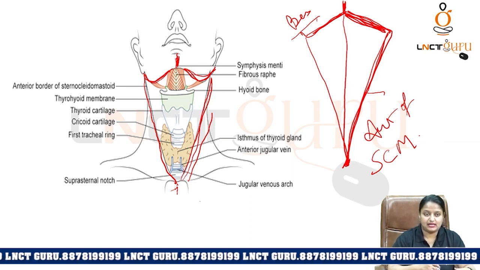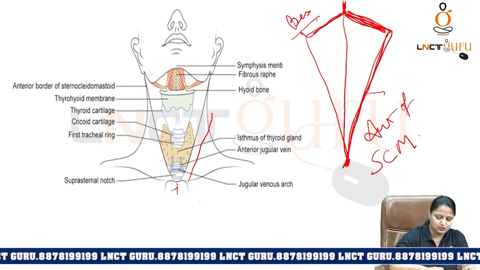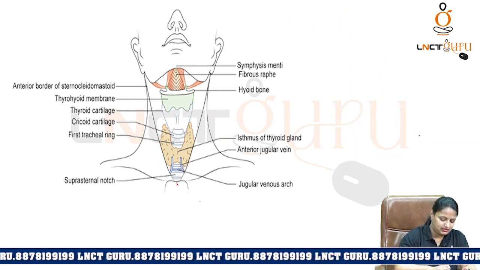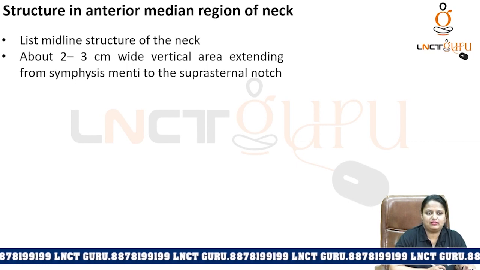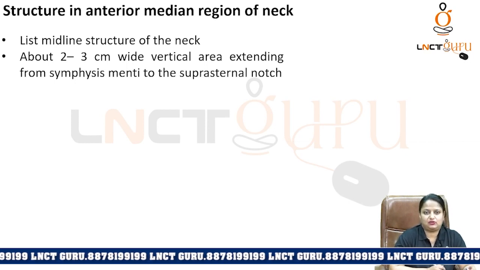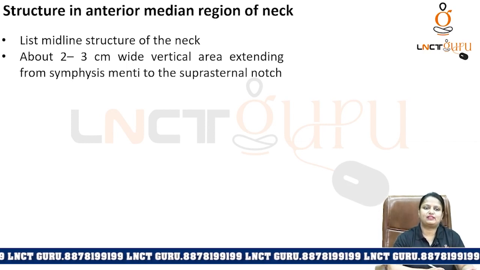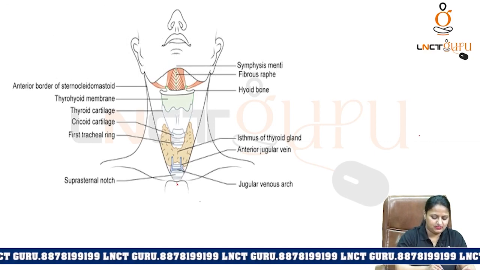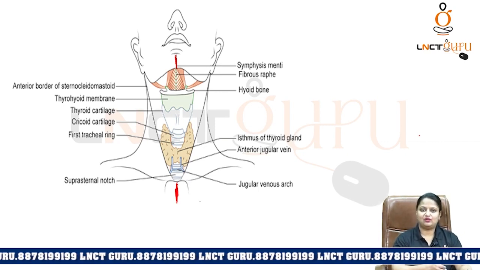ऊपर से क्या आ रहा है, anterior median line। अब बहुत इंपॉर्टेंट है कि हमें ये एंटीरियर मीडियन लाइन के स्ट्रक्चर्स पता हो। ओके, सो वी शुड नो द स्ट्रक्चर्स व्हिच आर प्रेजेंट इन एंटीरियर मीडियन लाइन। सो मिड लाइन स्ट्रक्चर्स इन नेक, ठीक है, मिड लाइन को हम कितने उसमें डिवाइड करें, 2 to 3 सेंटीमीटर्स वर्टिकली। कौन सा एरिया रहेगा, वर्टिकल। हम जैसे देख चुके हैं एंटीरियर मीडियन लाइन रहेगी कहाँ से कहाँ तक रहती है, फ्रॉम सिम्फाइसिस मेंटी टू सुप्रास्टर्नल नॉच। So this is from symphysis menti to suprasternal notch. ये रहेगी आपकी the area which is present in the midline.